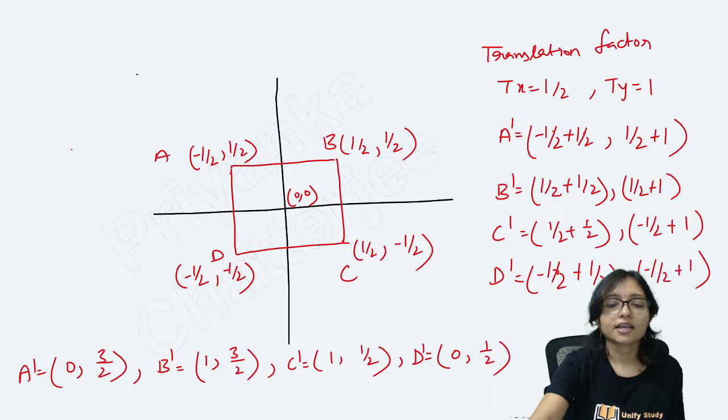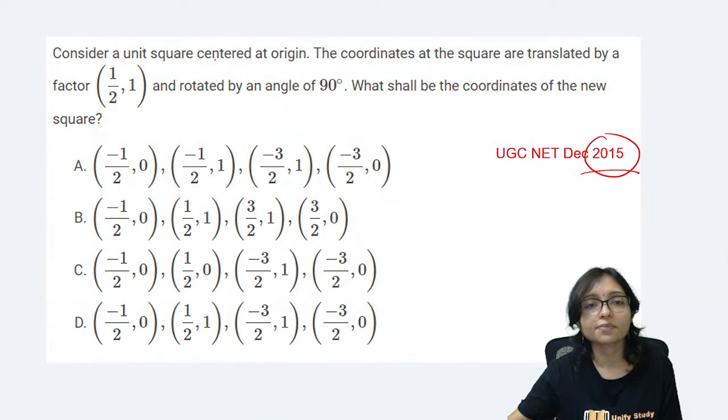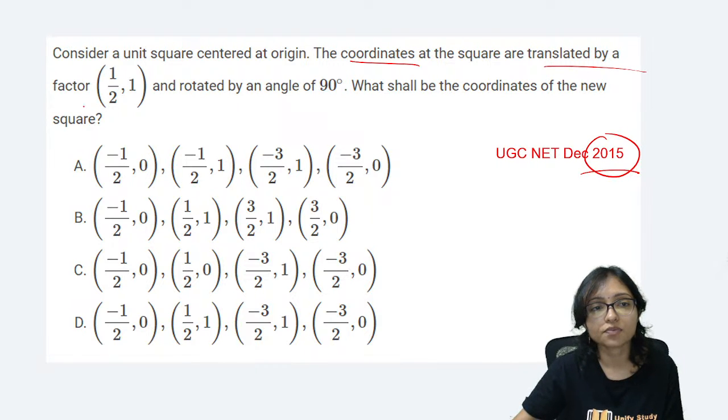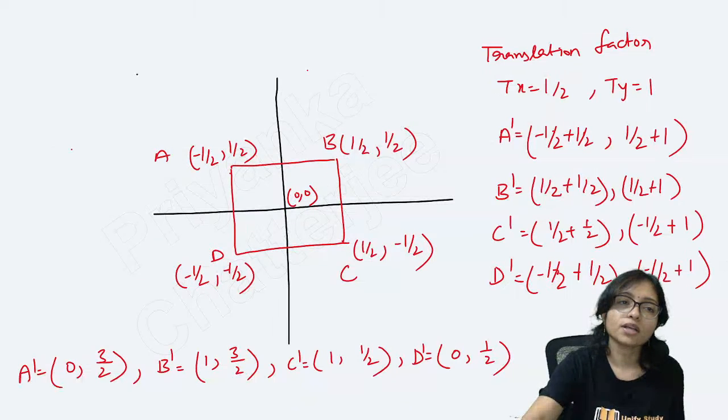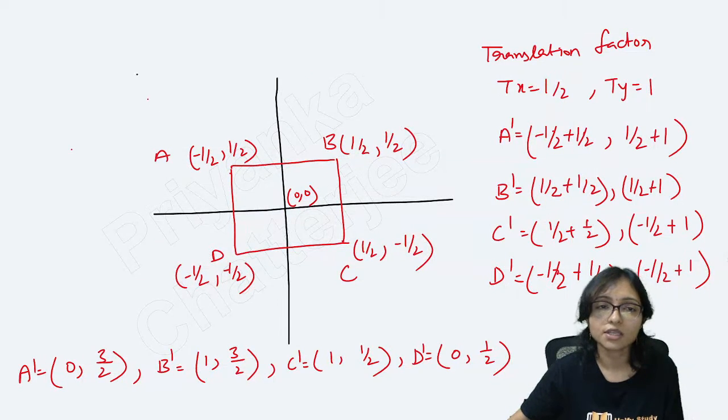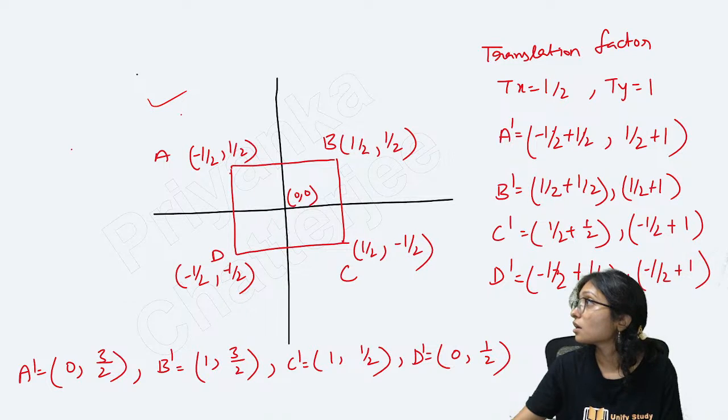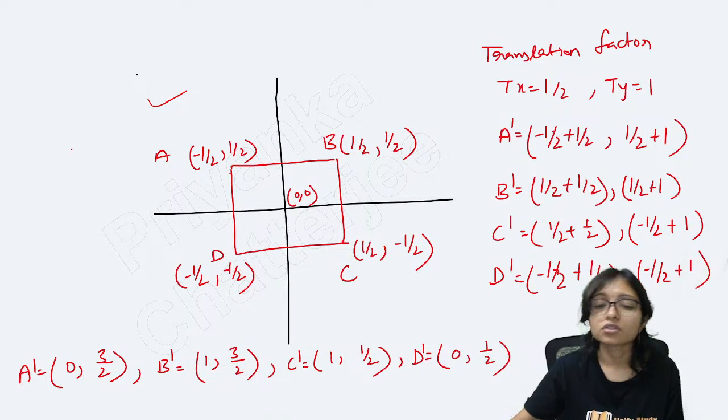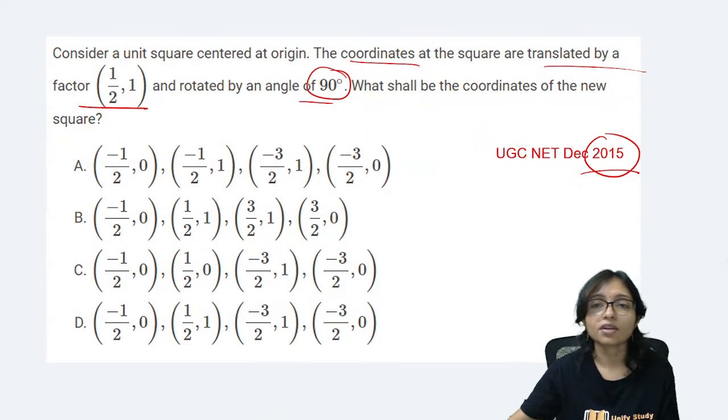Yes, answers are coming here. Here again two types of things are going on. The coordinate square is translated by this factor, then rotated by 90 degrees. So first of all we have to draw the unit square, so we have to do the unit matrix here.